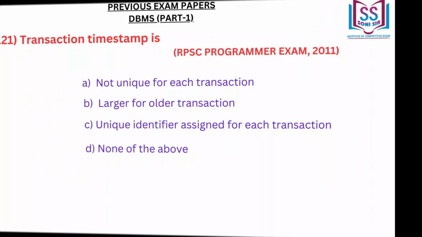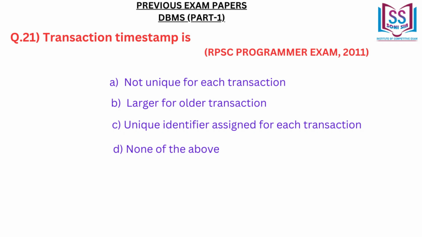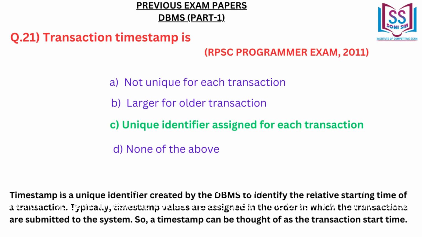Transaction timestamp is: A. Not unique for each transaction. B. Larger for older transaction. C. Unique identifier assigned for each transaction. D. None of the above. Correct answer C. Unique identifier assigned for each transaction.